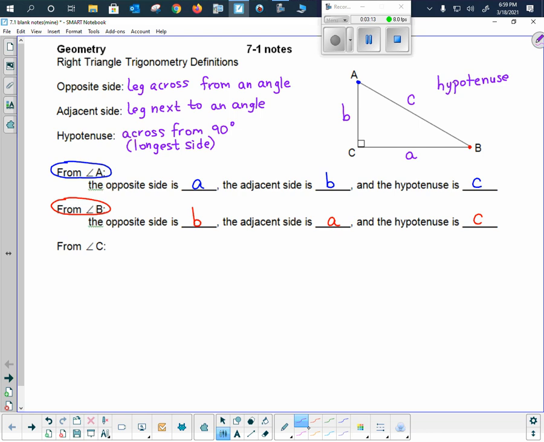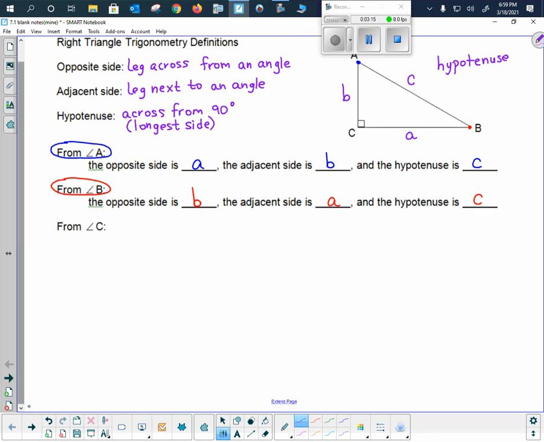Now, from angle C, where the right angle is, there's no opposite or adjacent side, right? Because if you were standing here, think about this. If you said adjacent side, I wouldn't have a clue if you wanted me to say A or B. So it doesn't make sense to do this from the right angle. Plus, the opposite side would be the hypotenuse, and we already clearly stated that the opposite side had to be a leg.